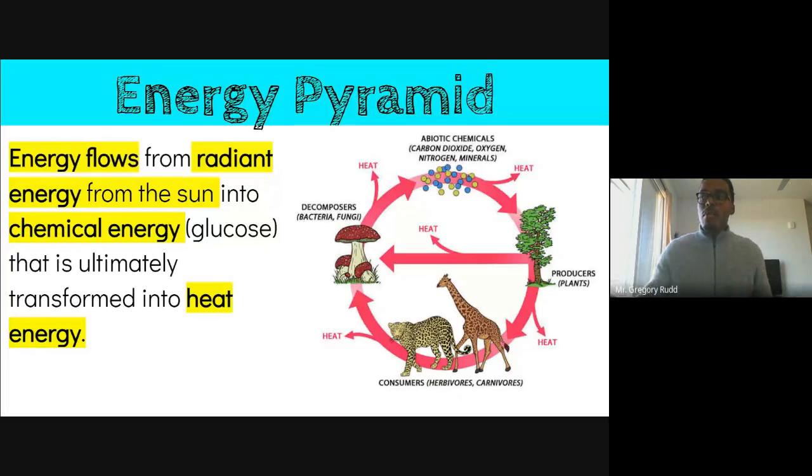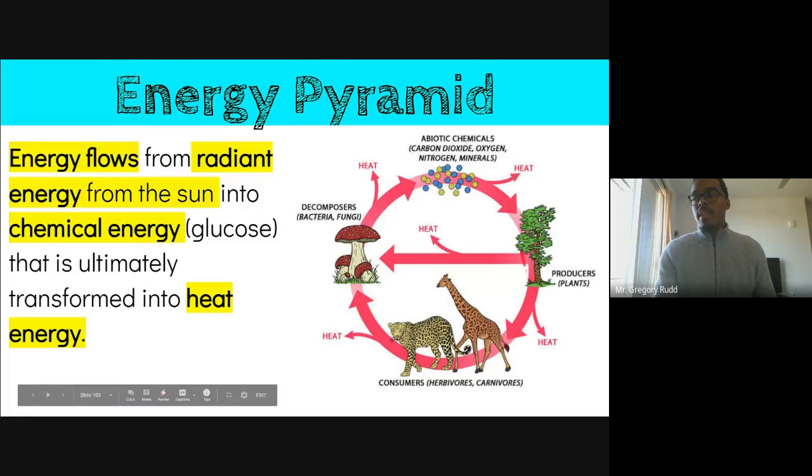Now, there's one important structure that I would argue probably is the most important structure that is missing from this cycle. Does anybody think they know what that is? What's not here?